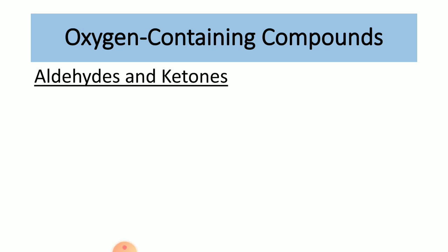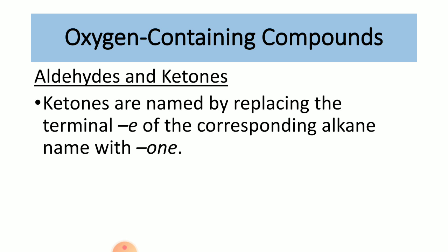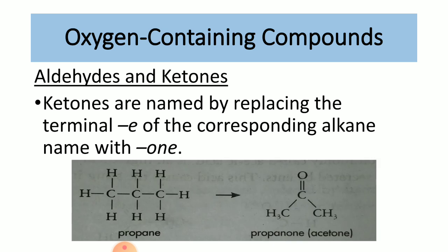On the other hand, ketones are named by replacing the terminal E of the corresponding alkane with ONE. For example, propanone is the corresponding ketone of propane. Propanone is commonly known as acetone. This is a solvent for plastics and a nail polish remover.